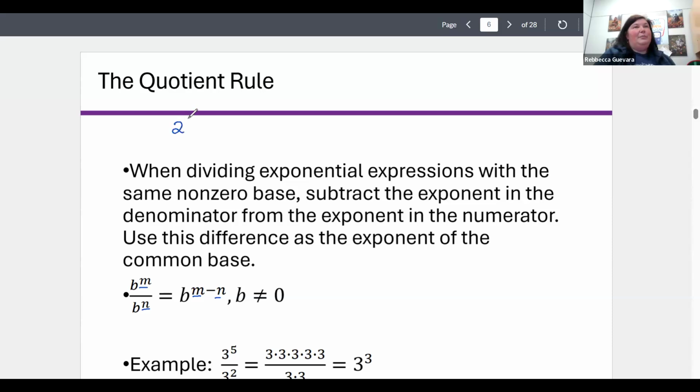So if I had 2 to the power of 3, and that was over, say, 2 to the power of 5, just to show you how, well, let's pick a different number.